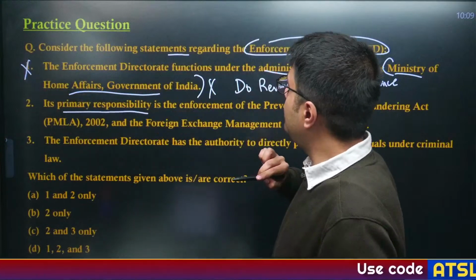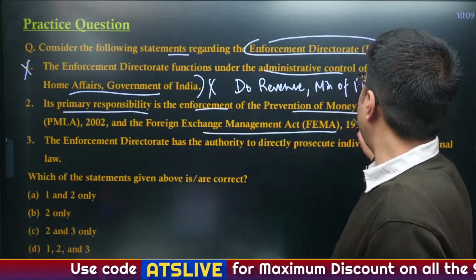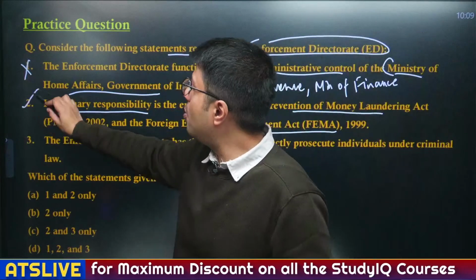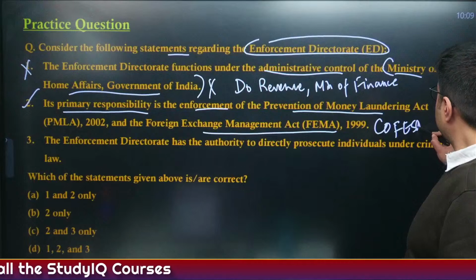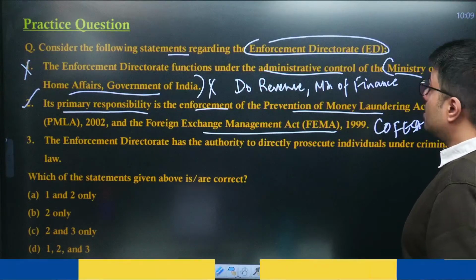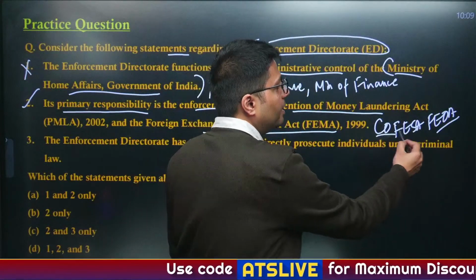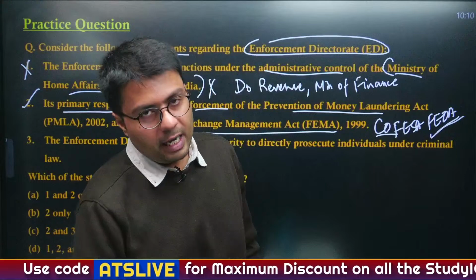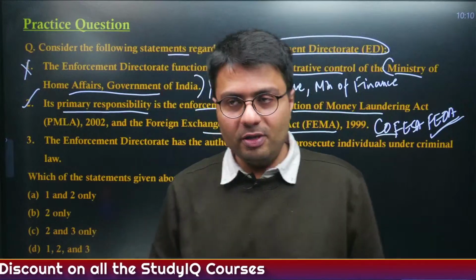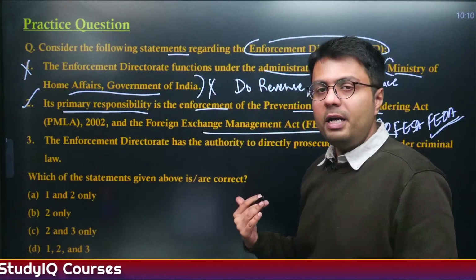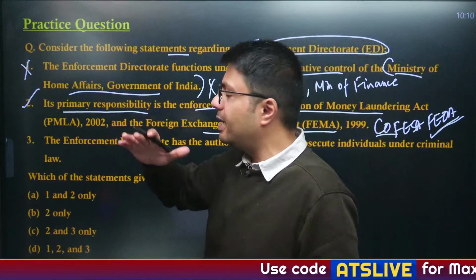Its primary responsibility is the enforcement of the Prevention of Money Laundering Act and the FEMA Act 1999. This is right. As I've already told you, in addition to PMLA and the FEMA Act, it also takes into account the COFEPOSA Act as well as the Fugitive Economic Offenders Act, which was passed after the Vijay Mallya and Nirav Modi incident. So these four acts are the responsibility based on which the Enforcement Directorate investigates financial crimes. So that is why the second statement here is correct.